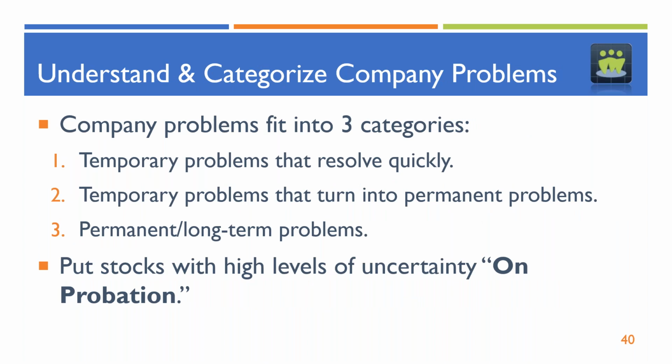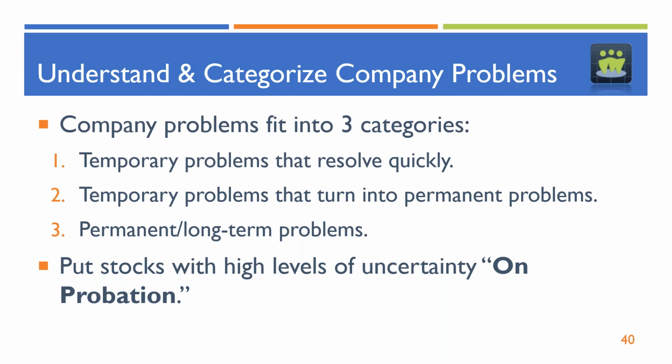Company problems. 3 categories, right? Temporary problems that resolve quickly, temporary problems that turn into permanent problems, and permanent long-term problems. Of the 3, I suggest that you try to find stocks that only have temporary problems that resolve quickly, right? And if you could do that, no problem. But that's not always so easily done.